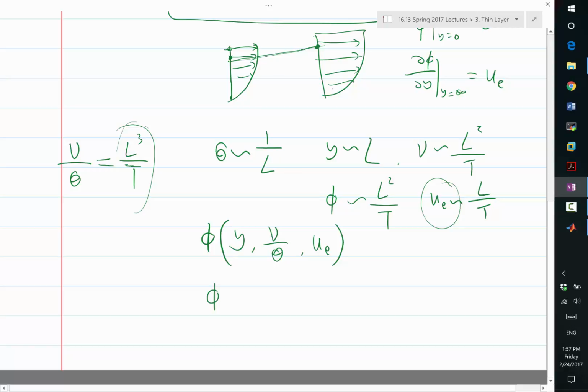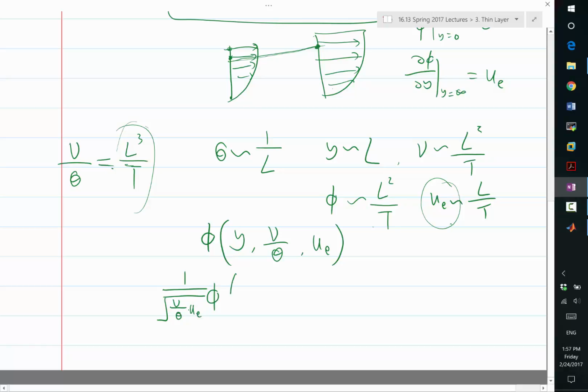To get rid of what? So right, if we multiply this and UE, we get L to the 4th over T squared. Taking the square root, we get the unit of phi, right? So I think the appropriate non-dimensionalization is nu over theta times UE, right?